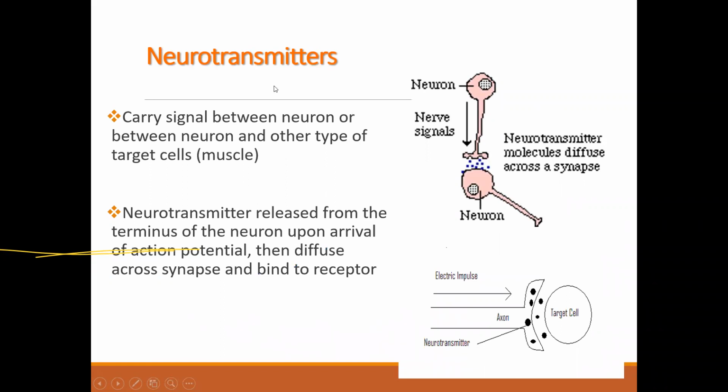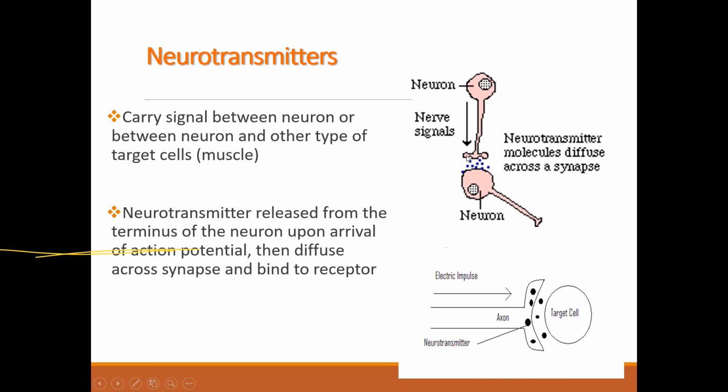The first is steroid hormone. The second is the gas, nitric oxide. And the third group of signaling molecule is neurotransmitters. Okay, the neurotransmitter carries the signal between neurons or between a neuron and another type of target cell like a muscle.